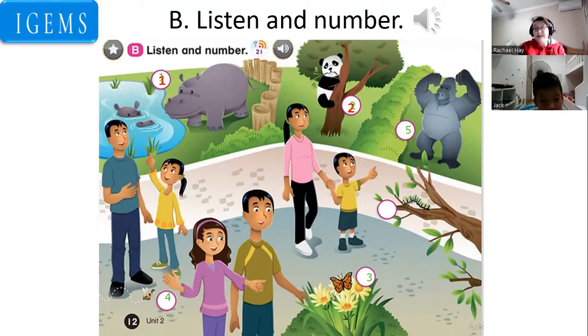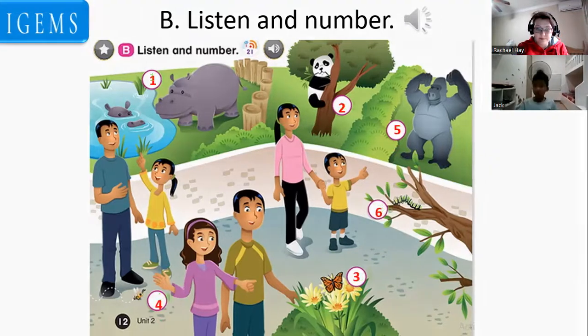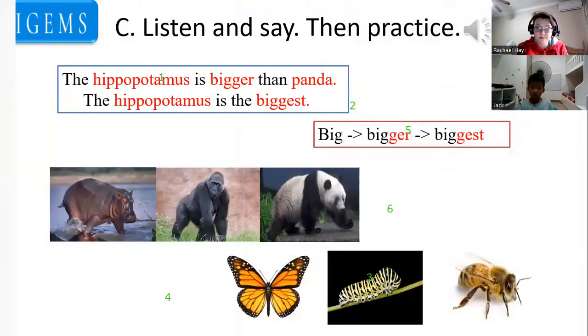Okay, so where is the caterpillar? Good, well done. Okay, let's listen. Page 13. C. Listen and say. Then practice.